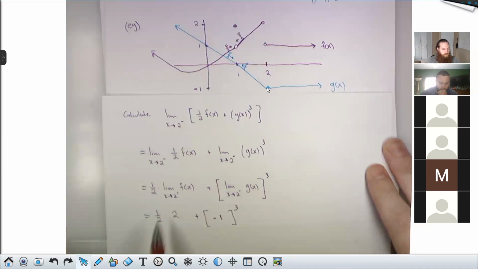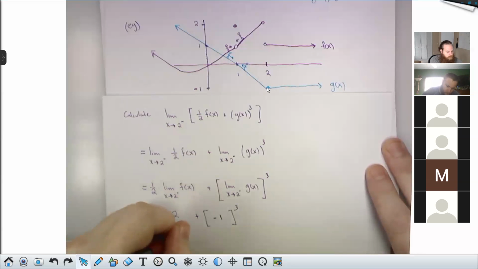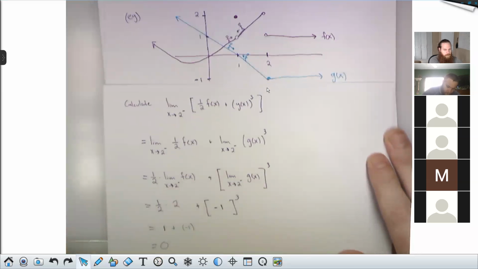So now I have this apparatus, and I just need to clean this up a little bit, and we'll be good to go. 1/2 times 2 is +1 plus, what is -1 cubed? -1. Yeah, it's -1 times -1 times -1, which is -1. And 1 plus -1 on a good day, that's 0. Even on a bad day, it's 0.